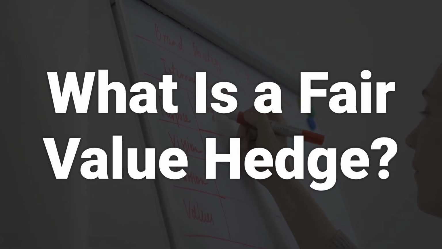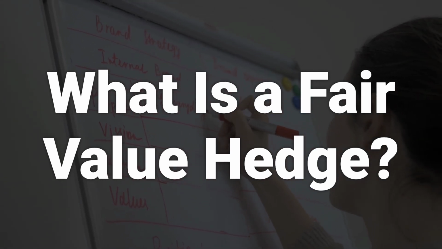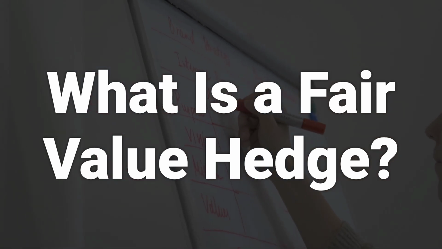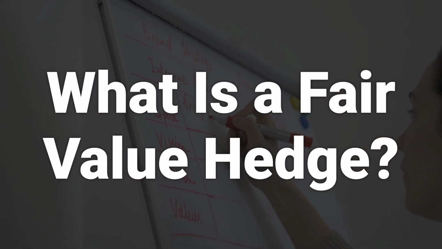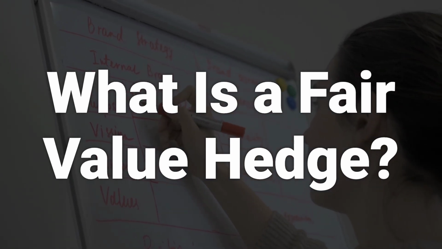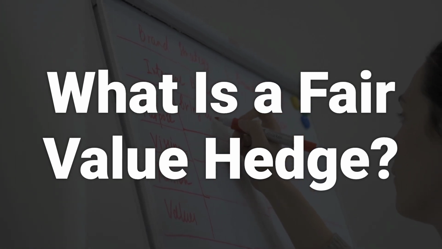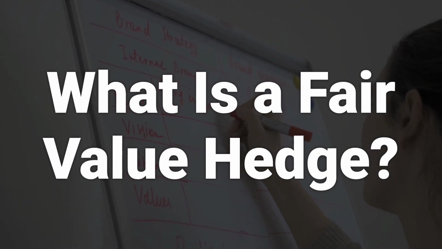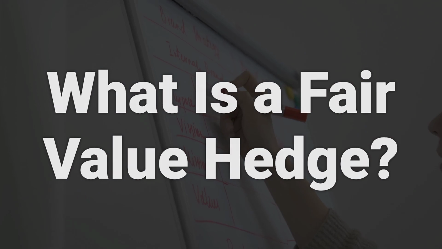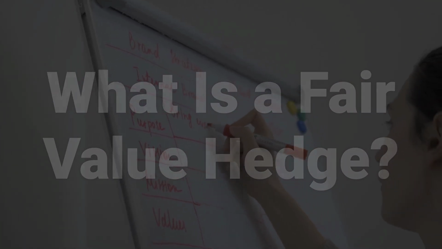A fair value hedge is used to hedge against a company's exposure to volatility and changes in the fair value of an asset or liability. In order to qualify for hedge accounting, the potential changes in the asset or liability's fair value must have the potential to affect the company's reported earnings. Examples of items that may qualify for fair value hedging include inventory and assets or liabilities denominated in a foreign currency.